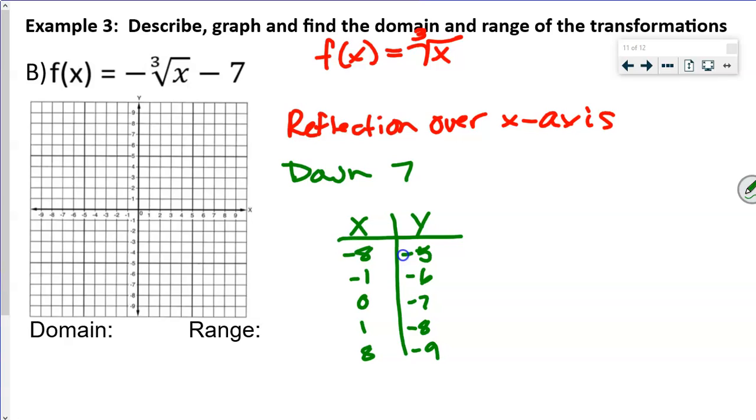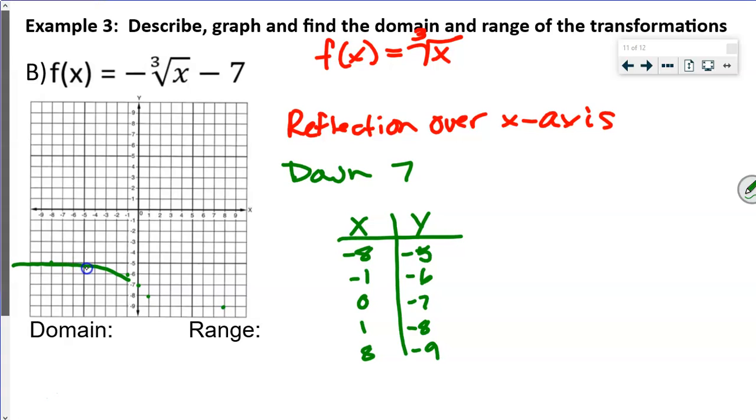So now we're going to go ahead and plot those points. So we've got -8, -5. So -8, -5 is about there. And -1, -6 is about there. And then we've got 0, -7. And then 1, -8. And then 8, -9. So here's our graph this time.